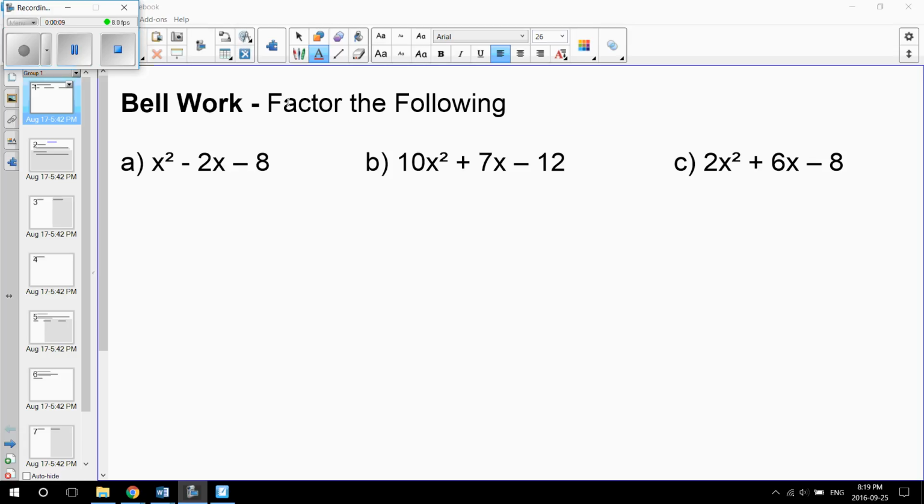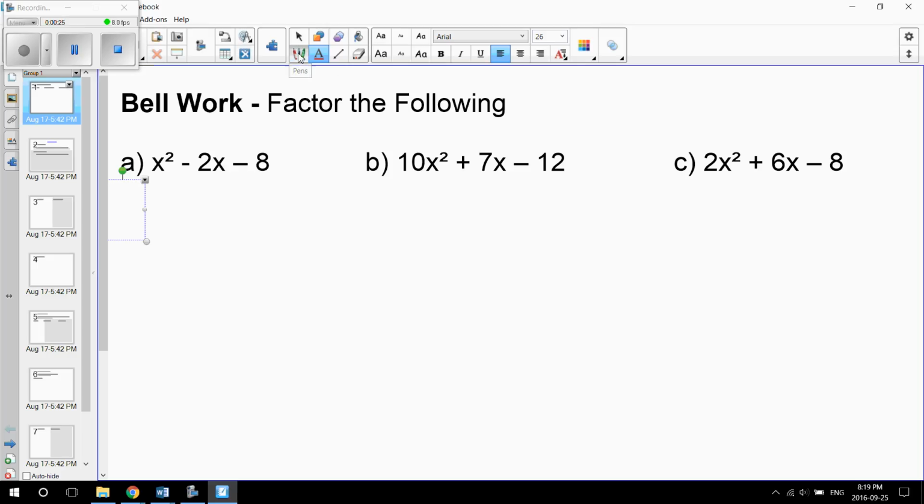Today we're going to be reviewing first factoring the following, so hopefully everyone's given these questions a try. So let's quickly take them up as review from yesterday. So we're looking at our factoring A here, where we have x squared minus 2x minus 8.